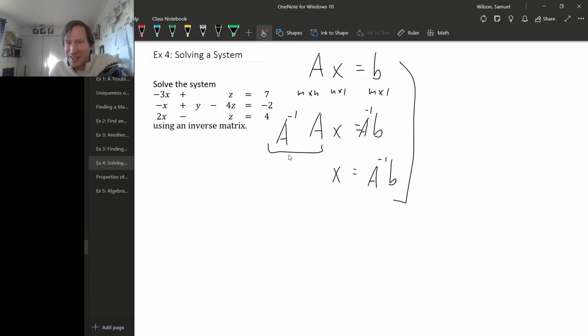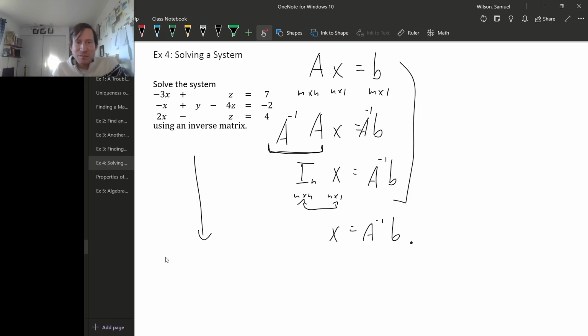The only caveat here is that this product, A inverse A, is the identity matrix of size n, which is n by n. x is a matrix or a vector, it's n by 1. And so this product just gives us x. So you can see that one nice use of an inverse matrix is to solve linear equations. So let's do that here.